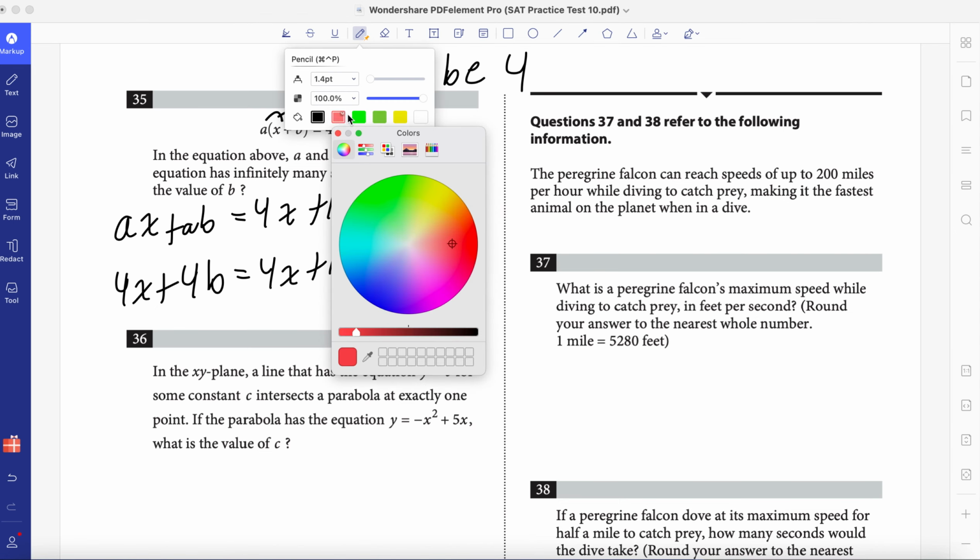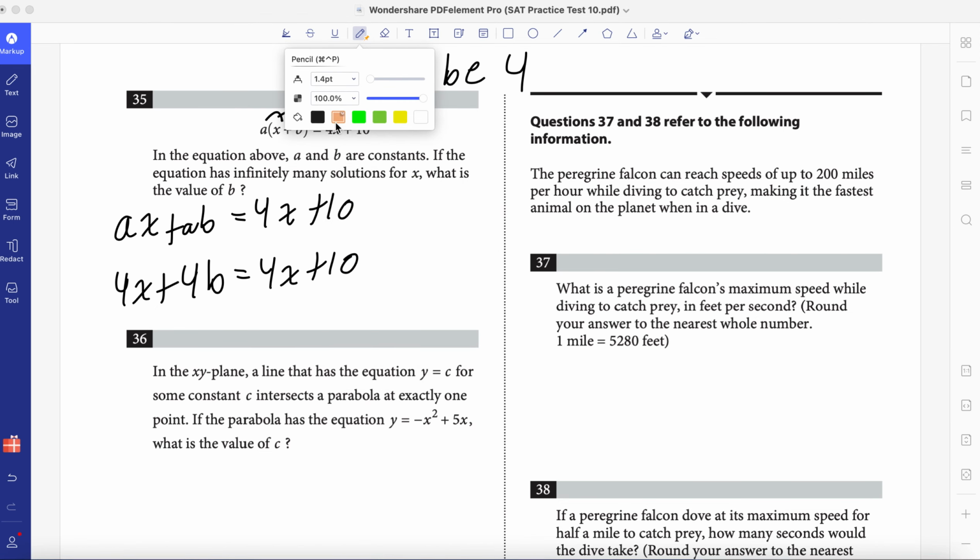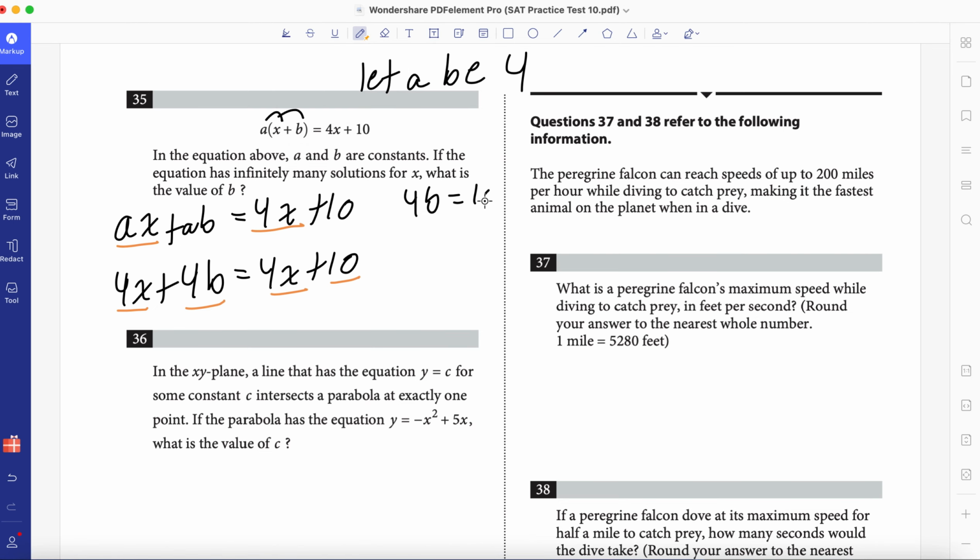So we let this 4x and ax become the same thing, and now we need to let this 4b equal 10. And then if you just do the math, 4b equals 10, therefore b is going to equal 10 over 4, which is 5 halves, which equals 2.5. So b equals 2.5.